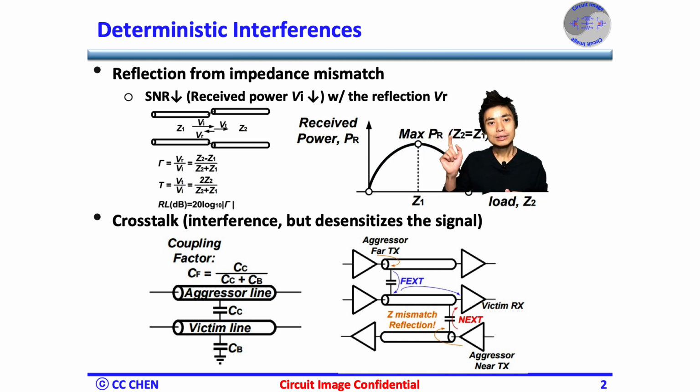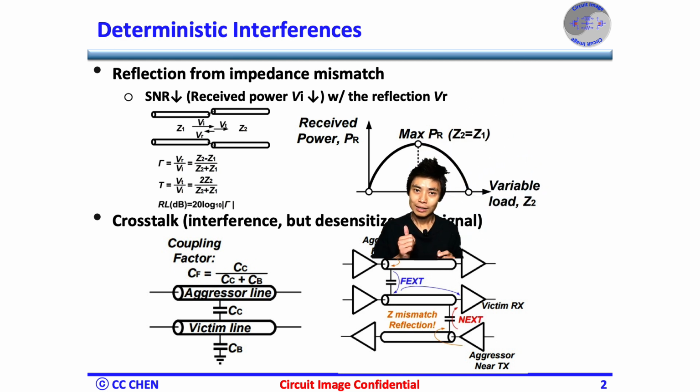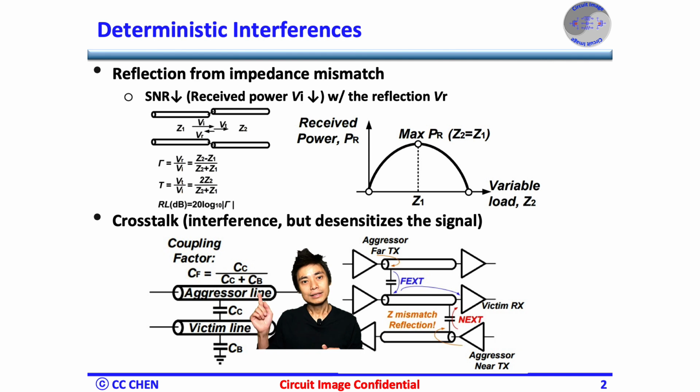For example, the reflection event not only reduces the signal power, but also adds reflection interference on top of your signal. On the other hand, high-frequency electromagnetic crosstalk will be another major source of interference due to the big capacitance between any two lines.